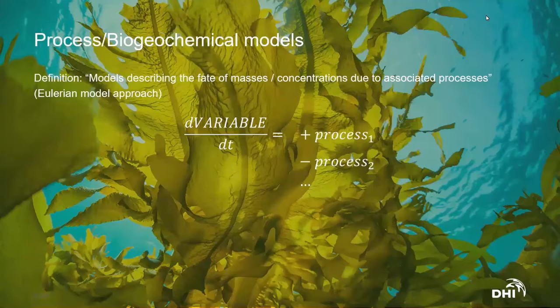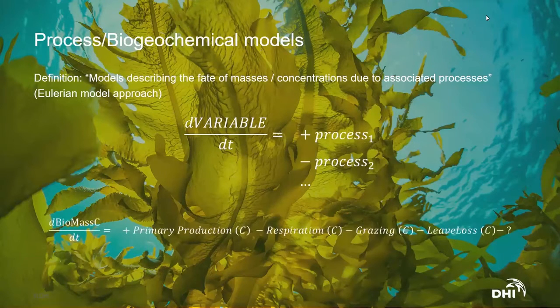And if you look at the image behind, which is a macroalgae of some kind, that could, for instance, be the change in biomass carbon over time. There would be primary production adding to the biomass, a respiration removing, and there could be grazers of some kind, snails, whatever, feeding on the leaves. And then there could be a leaf loss.